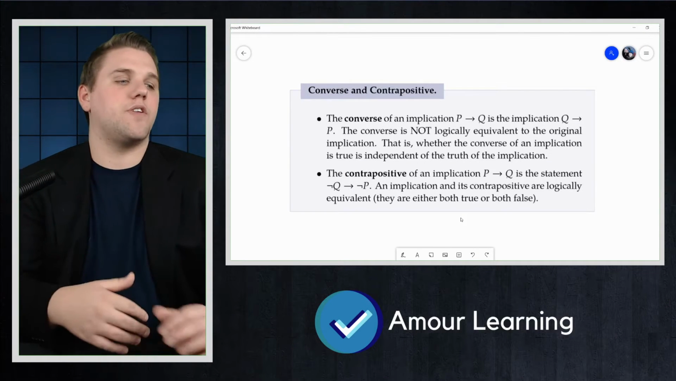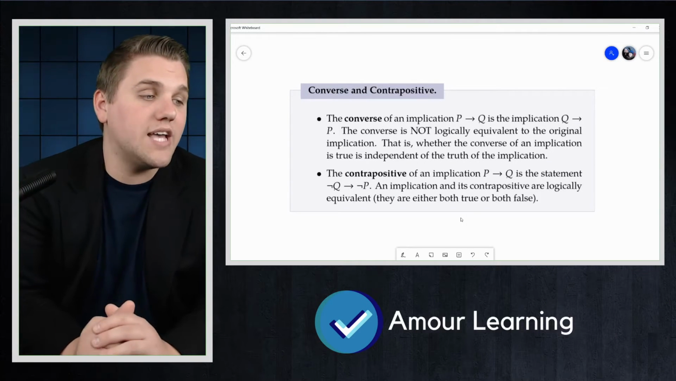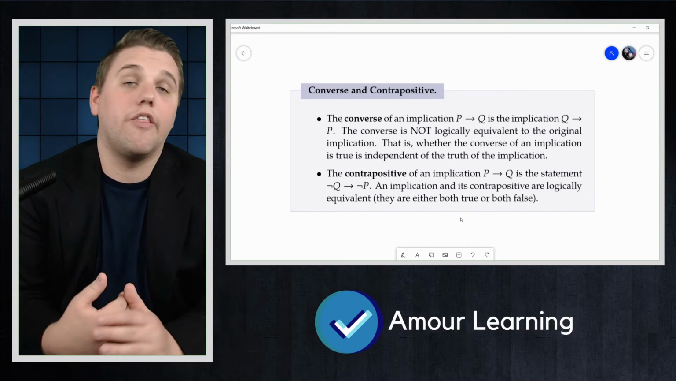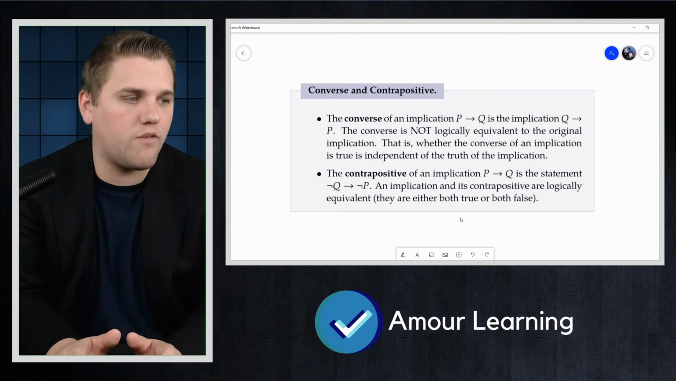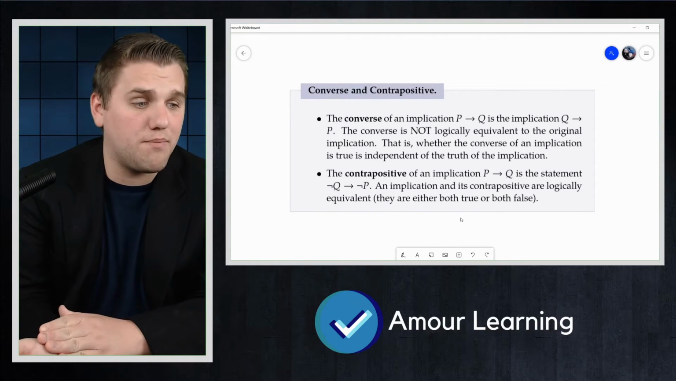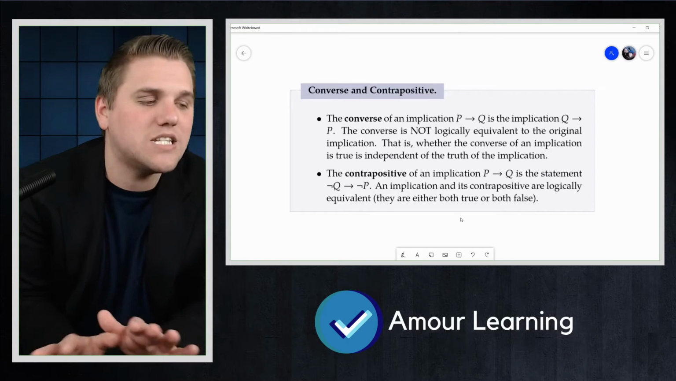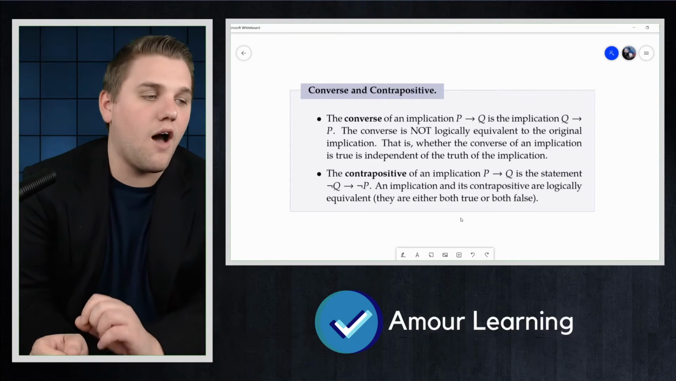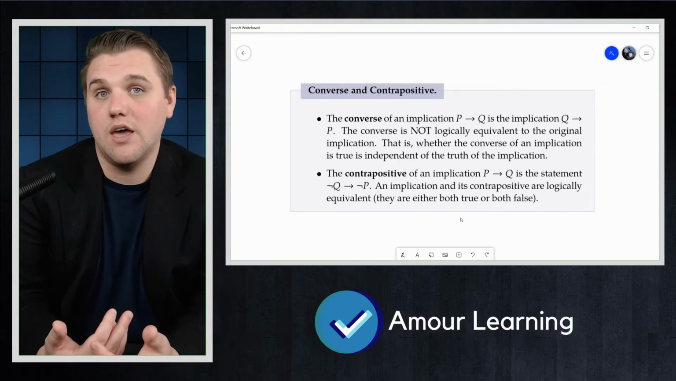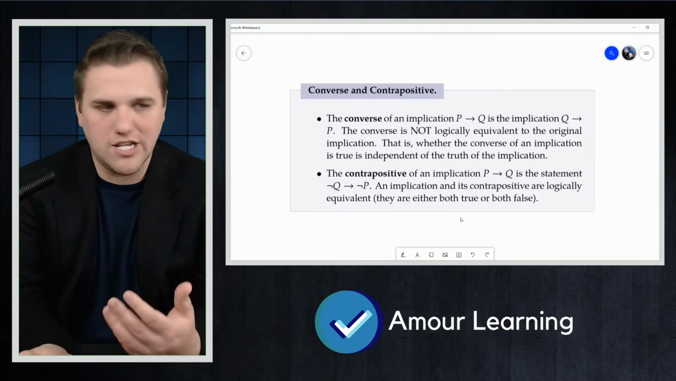The converse of an implication P implies Q is the implication Q implies P. So you flip the implication. The converse is not logically equivalent to the original implication. That is, whether the converse of the implication is true is completely independent of the truth of the implication P implies Q. So just because you know Q implies P doesn't mean you know P implies Q, and vice versa.